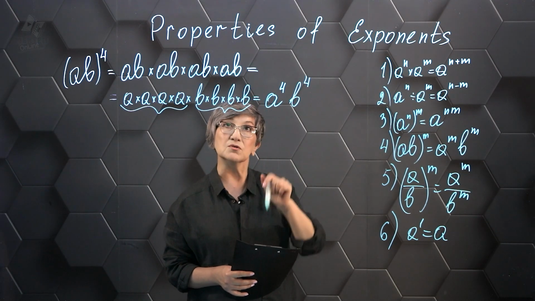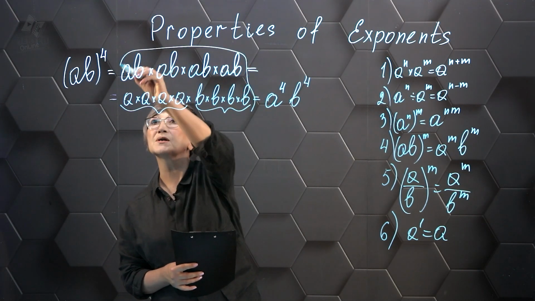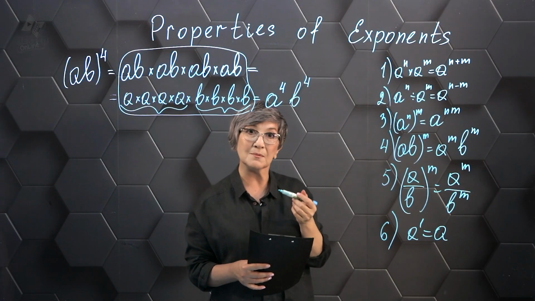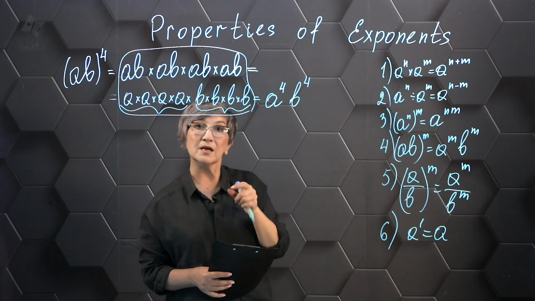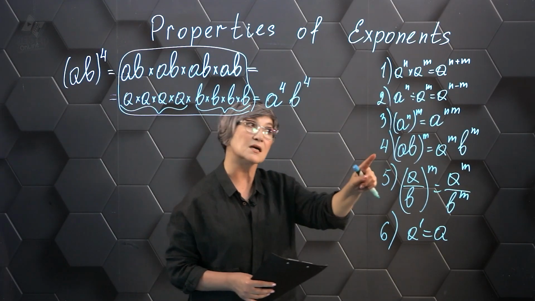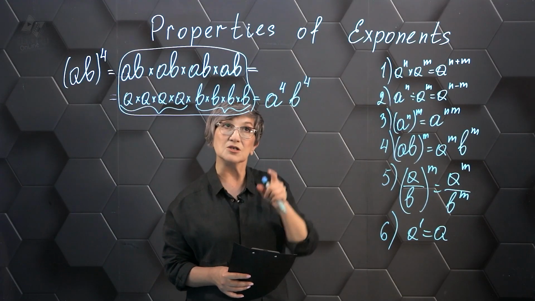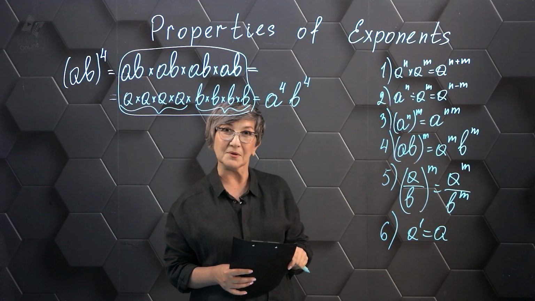What is the purpose of this property? The point is that in order to simplify an expression, we don't have to write down the multiplication and these multipliers, but write each multiplier in some degree right away.